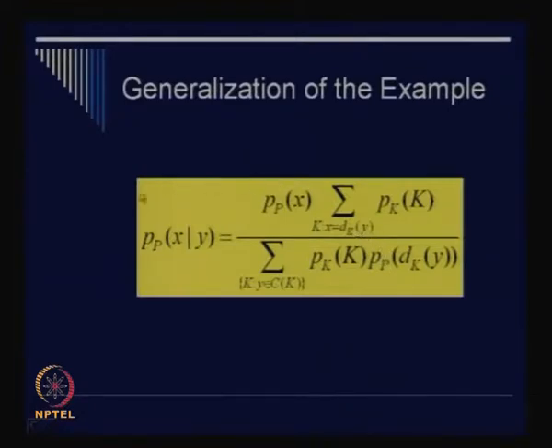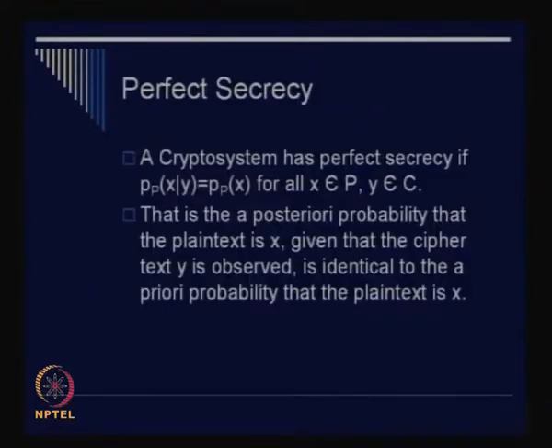So we can use this formula to calculate the value of P(x|y), and check whether this value matches with the probability P(x). If P(x|y) matches with P(x), then we have got perfect security. So that is the idea. Informally it means that the a posteriori probability that the plain text is x, given that the ciphertext y is observed, is identical to the a priori probability that the plain text is x. So that is the definition of perfect security.